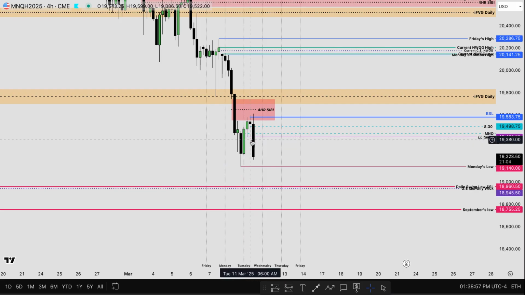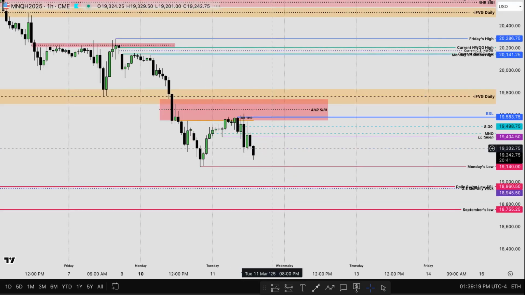We also had London low right here, and I was looking to go long, but there was no SMT, so I wasn't trying to go long when we're bearish, unless we had high confirmation from an SMT, which we didn't. That was the reason I just let it go. If you go back into your chart, you'll see it did rally higher, which was fine.